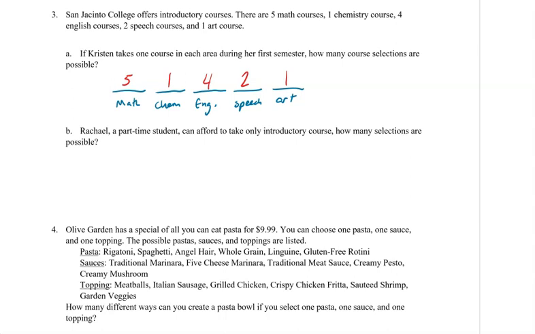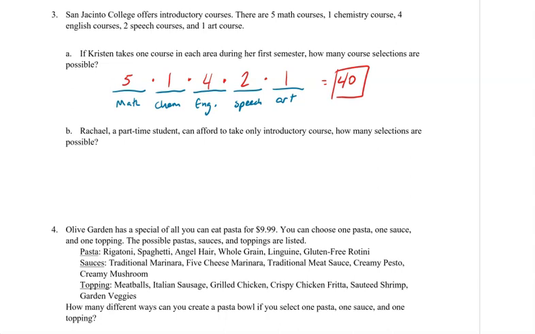All that we actually have to do is multiply all these together, and that's going to give us our answer. In this case, there are 40 different course selections that she could have. All right, the next one, Rachel, a part-time student, can afford to take only 1 introductory course. How many selections are possible?